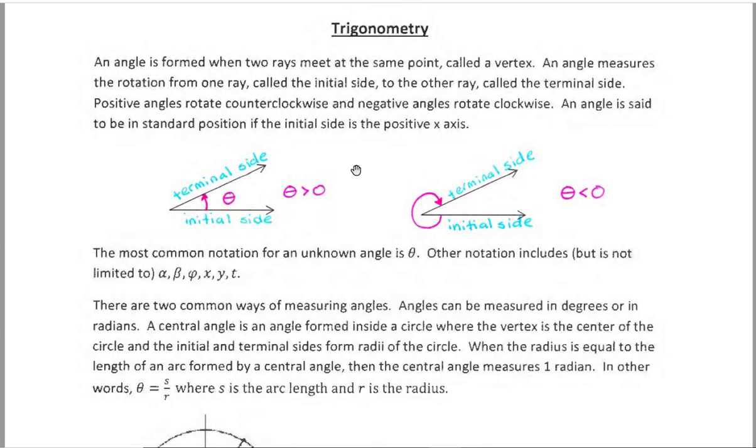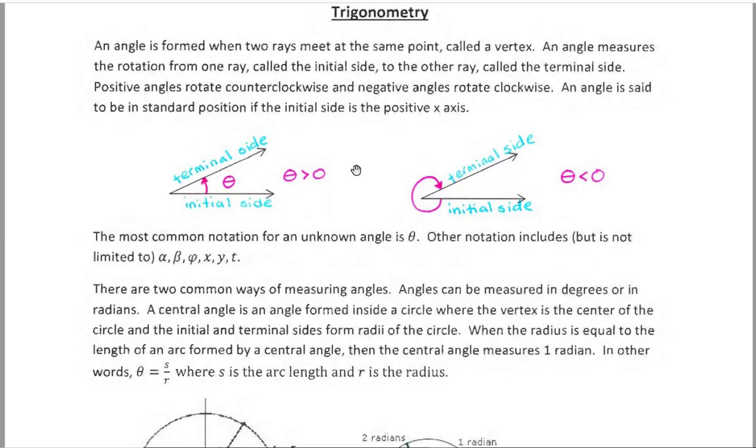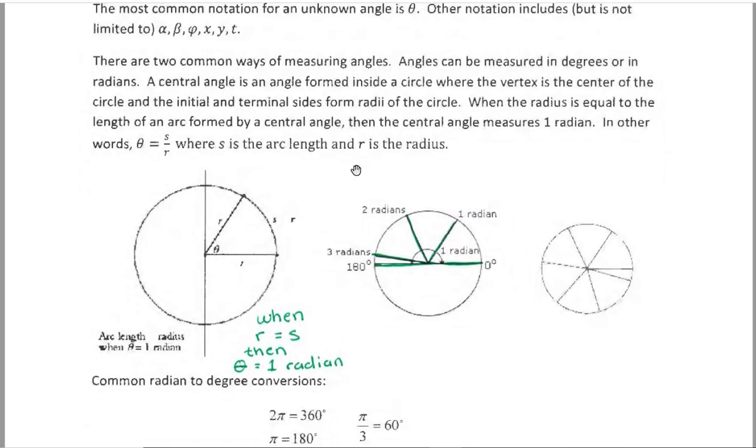The most common notation for an unknown angle is theta, but we use other Greek letters, or we can even use variables like x, y, and t. There are two common ways of measuring angles. They can be measured in degrees, which is probably what you're used to, or radians, which actually have a lot more value to them. A central angle is an angle formed inside a circle where the vertex is the center, and the initial and terminal sides form a radius. So we have a radius right here and a radius right here, forming this central angle theta, where the vertex is the center of the circle.